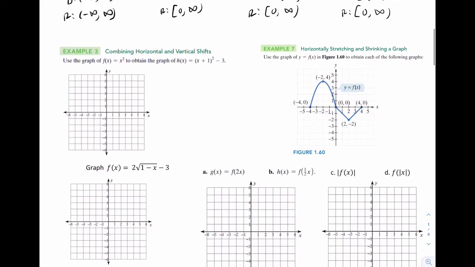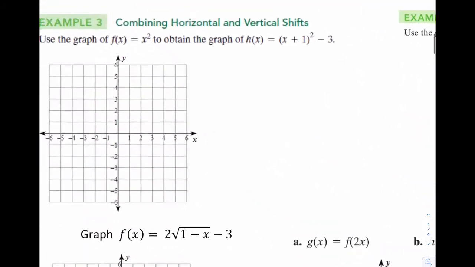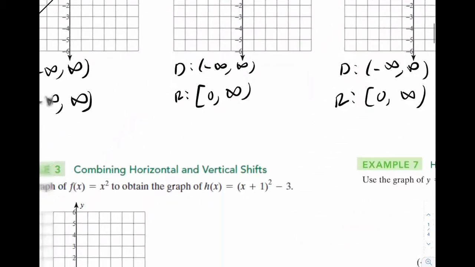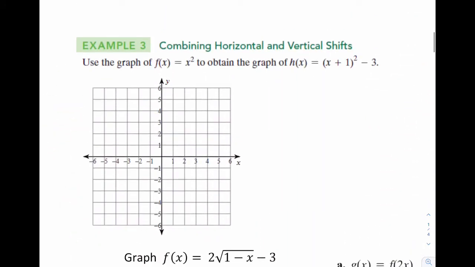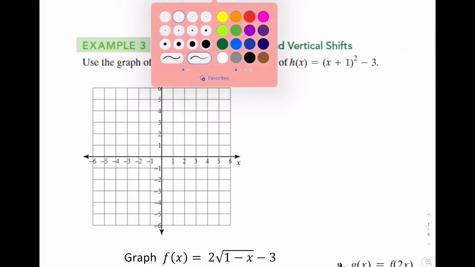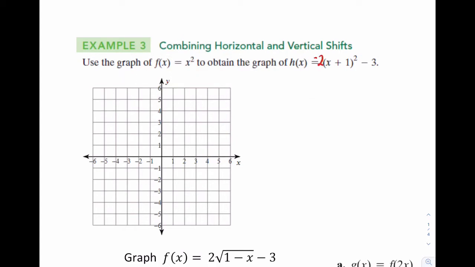So now let's actually try to graph this. It says use a graph of x squared, so what we did above here, to graph that. And to make it harder, let's insert a -2 here. So -2 times (x plus 1) squared minus 3. The first thing we're going to do is insert the parent graph. And I'm just going to do this to show you how it's important just to understand what's happening here. So right there, there's our parent graph.